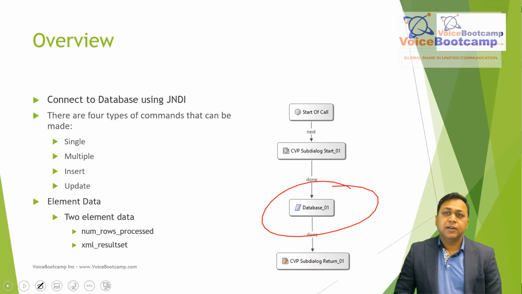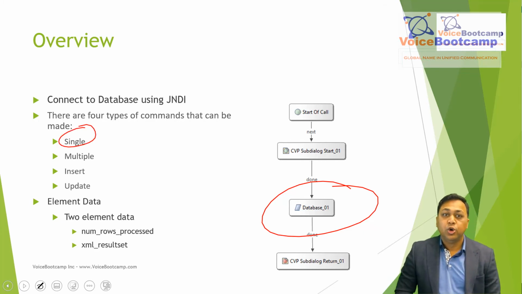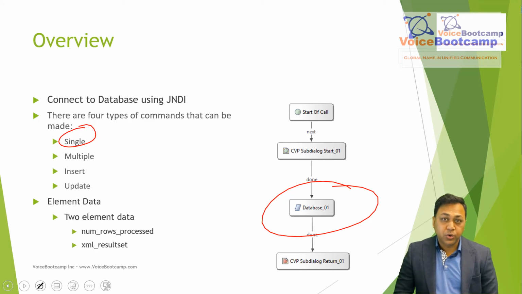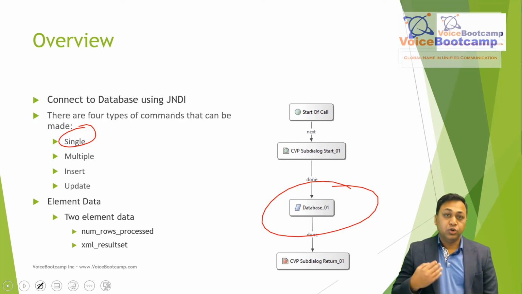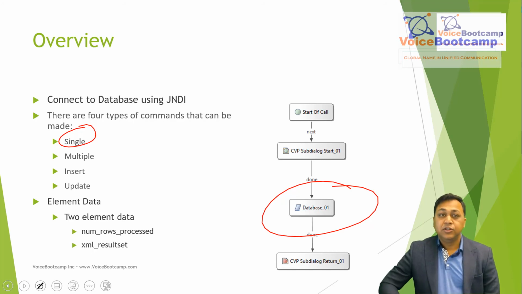Now, there are four types of command that can be made from that element. You've got single element, which is used to run a SQL query that returns only a single row. Now, this would be very useful, especially, for example, if you're looking for a record that only has one record for that particular customer. An example would be looking up the record based on the customer ID. Now, obviously, that customer will only have one unique ID. Therefore, it will only return the one single row for that.